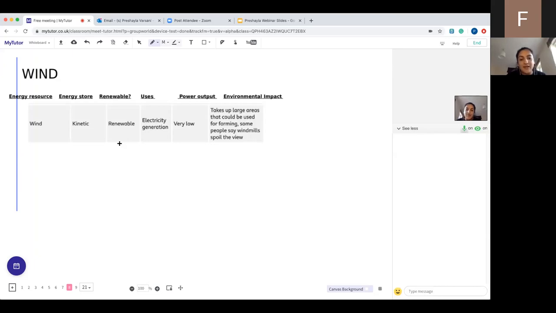Okay, and then finally the environmental impact of wind. Well, it does take up large areas that could be used for farming. So you probably have seen wind farms, wind turbines do take up a lot of space, and some people do say that it spoils the view. So not very popular in that sense, and they do have a very low power output, so not one that we tend to use a lot.